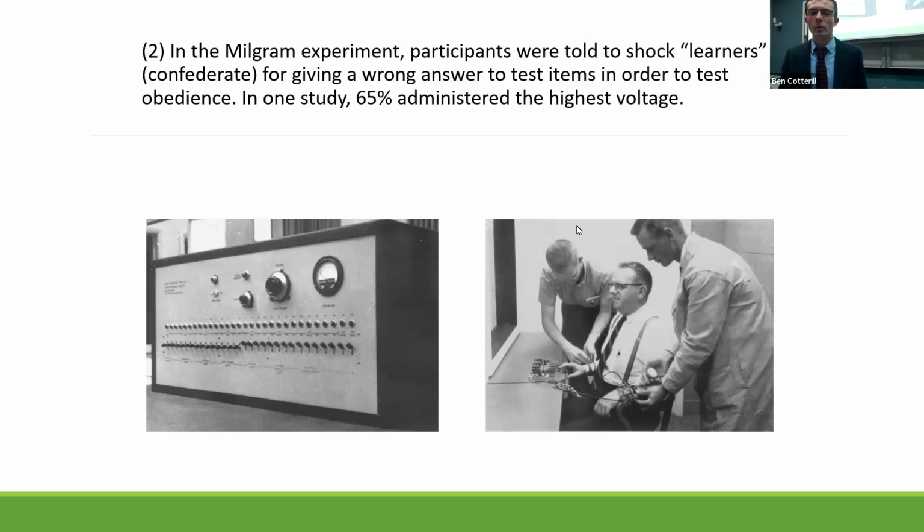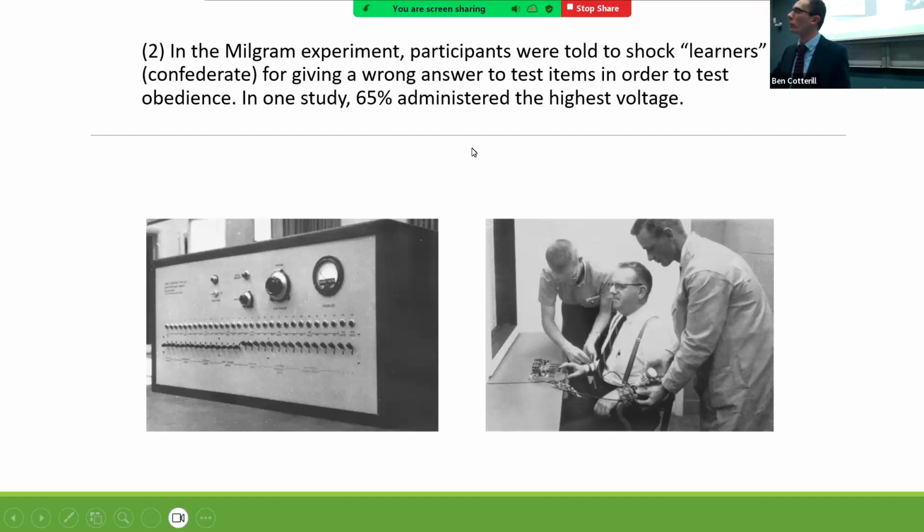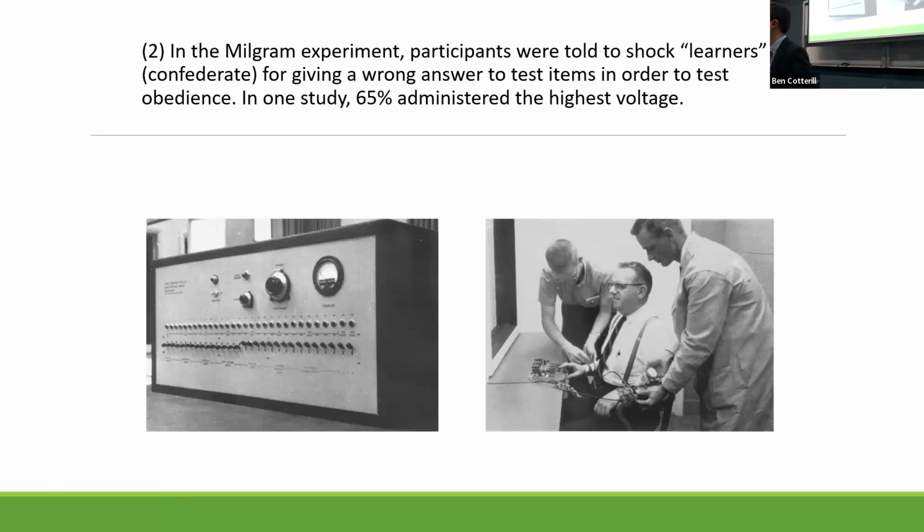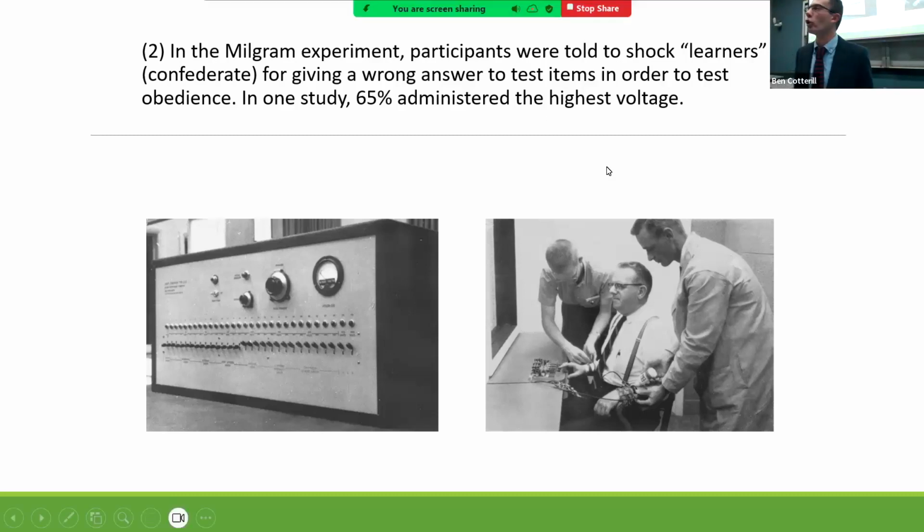The participant is told to administer the electric shock every time the learner answers incorrectly, and to increase the voltage every single time. And it goes up to 350 volts, which, if it was real, would be enough to kill someone for sure. In actuality, of course, the learner is not being electrocuted, okay? They're just pretending. It's all make believe, to fool the participant.